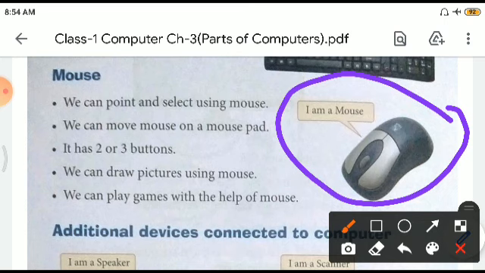One more thing, children, see, mouse is of two types. One which is linked with the computer through a wire, the other one which is not linked with the computer through a wire but by some Bluetooth device or something else, right?